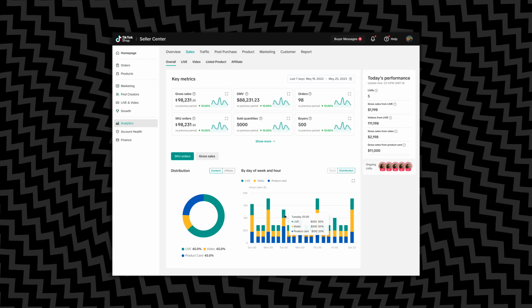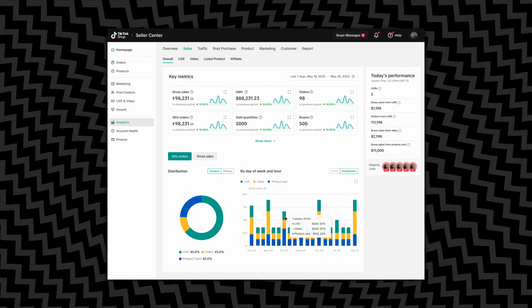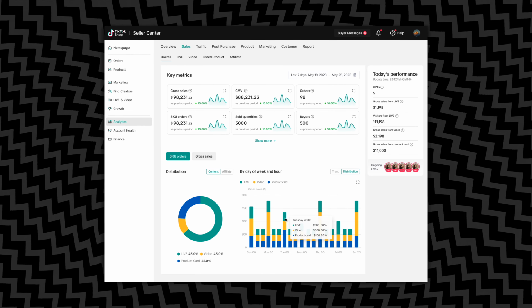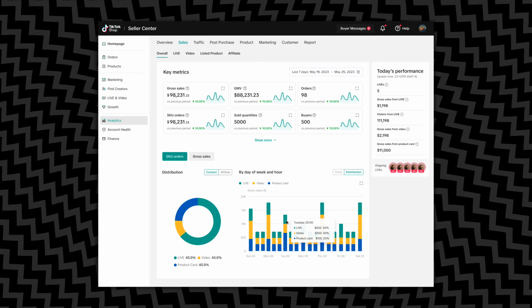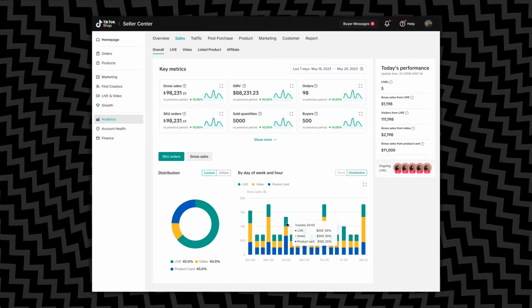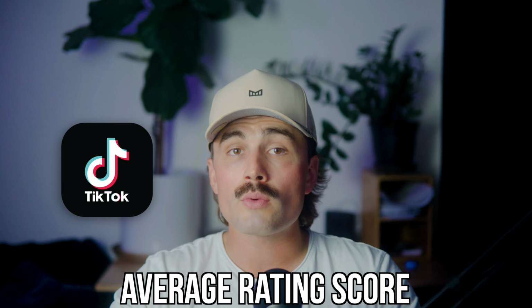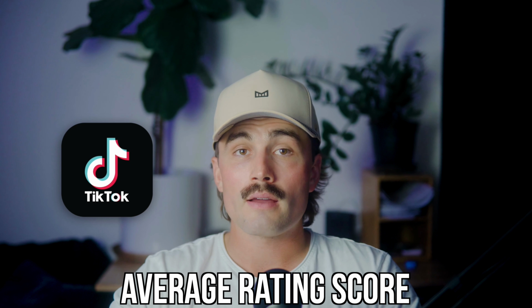Post-purchase data. After a sale, TikTok collects data on customer behavior. Return rate. The percentage of orders returned. High return rates may indicate quality issues or mismatched expectations. Reviews and ratings. Customer reviews influence future sales. Negative reviews can lower your product's visibility in the algorithm, so respond promptly and address issues. Average rating score. This is a numerical representation of customer satisfaction. You want to aim for above 4.5 out of 5.